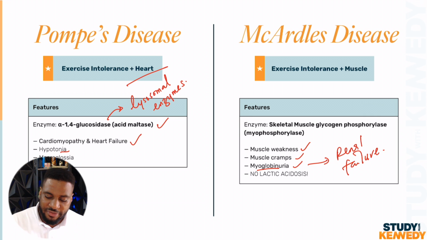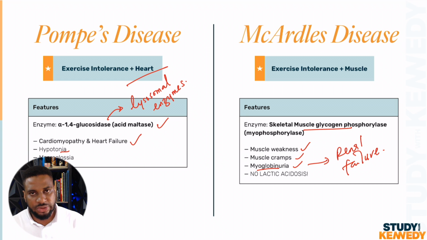Now, what happens in McArdle's disease? In McArdle's disease, we have a deficiency specifically of skeletal muscle glycogen phosphorylase, or what we call myophosphorylase, muscle phosphorylase. This is an enzyme that helps break down glycogen, but it is only found in the muscle. Why do people with McArdle's disease not have a lot of other symptoms? Why is it just muscle? Because the majority of your glycogen stores are in the liver, and the liver is able to produce enough glucose from the glycogen stores to keep the rest of the body running. However, the muscles are going to suffer because they cannot use the glycogen stored in them.